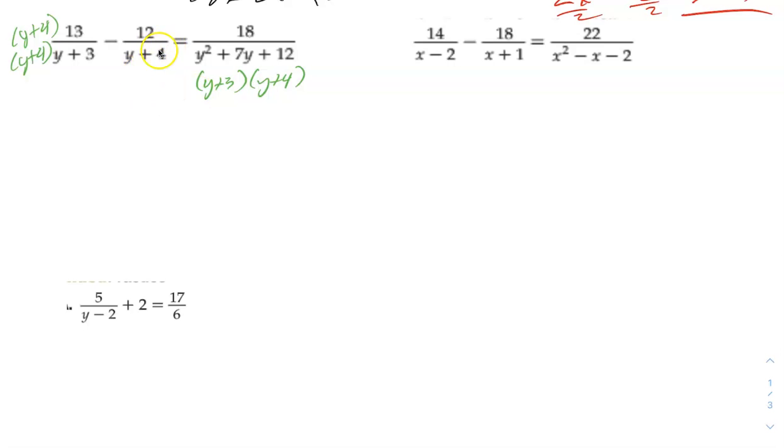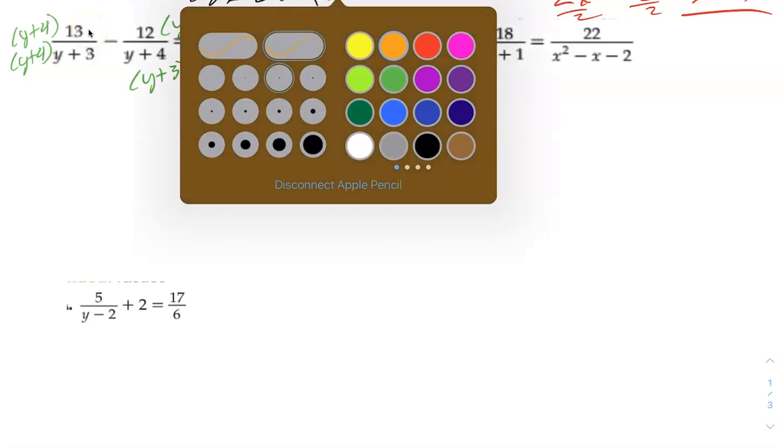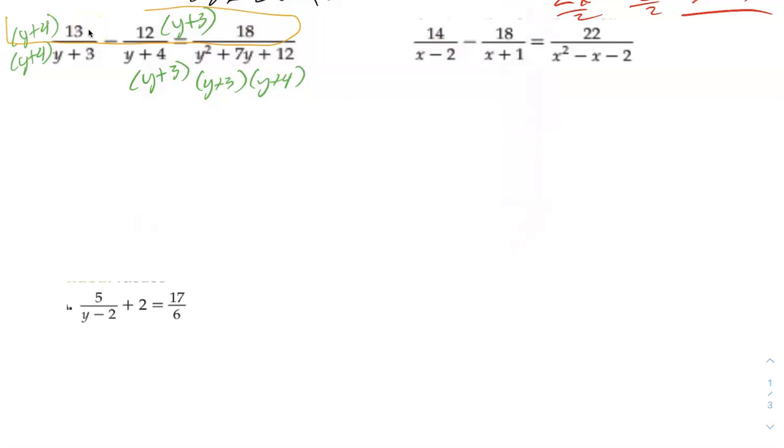Same idea here. It's only y plus 4, so I need to have a y plus 4 and a y plus 3. I'm missing a y plus 3. Once the denominators all match up, just add the tops. So you get 13(y plus 4) minus 12(y plus 3) equals 18.